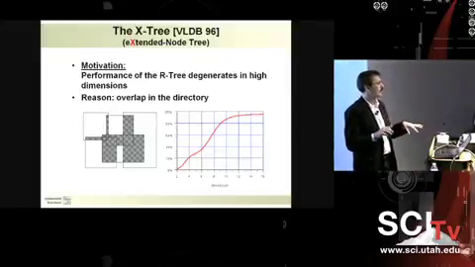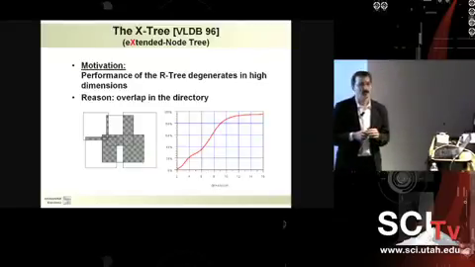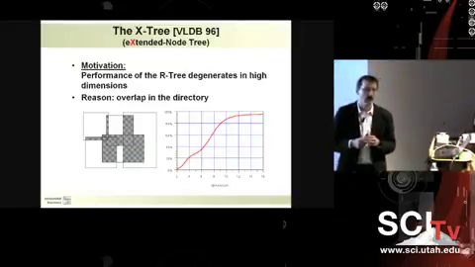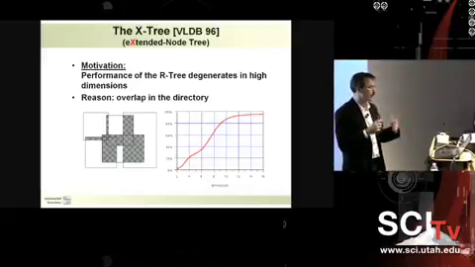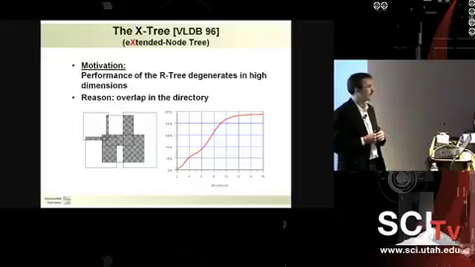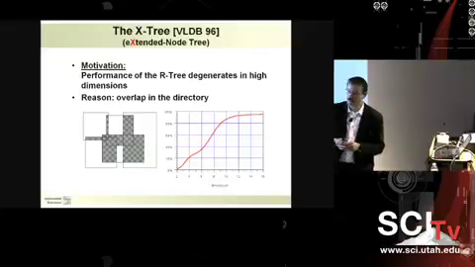If you know the R tree, which is a rectangular tree type of thing, a basic index structure, and my boss at that time, my PhD advisor, Hans-Peter Kriegel, he was one of the inventors of the R star tree, which is like the commercial variant of the R tree. And we found out there's lots of overlap in the directory, and you see that here.